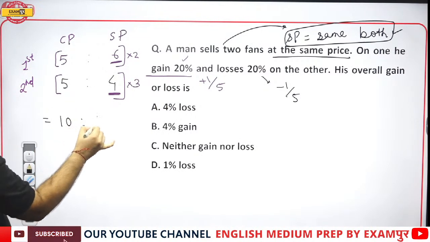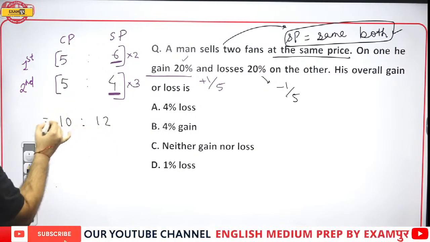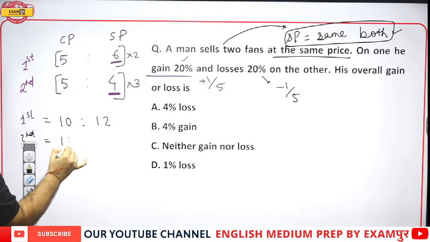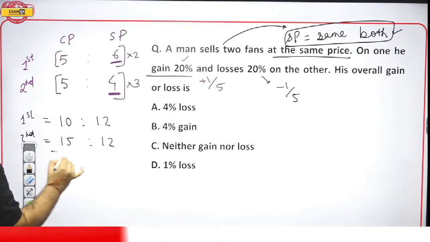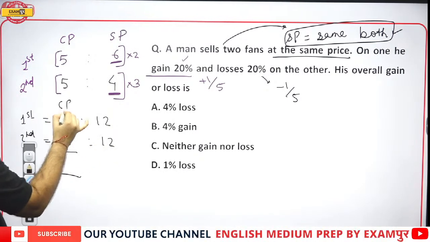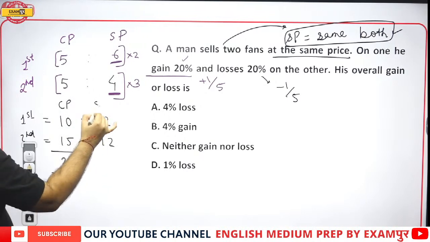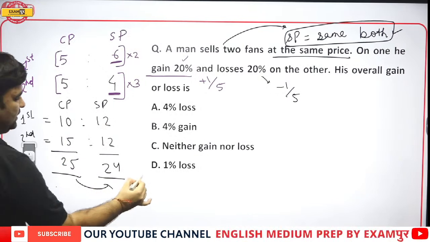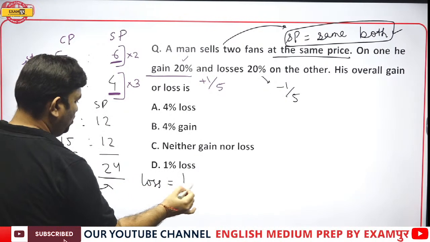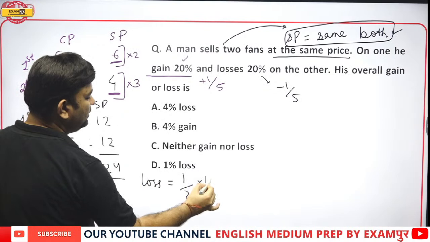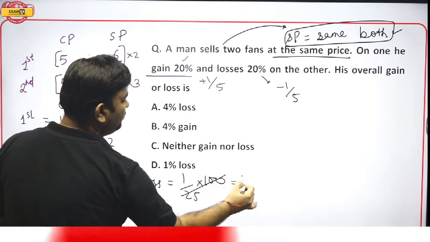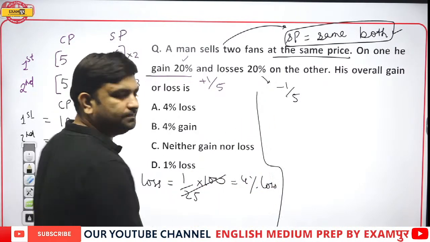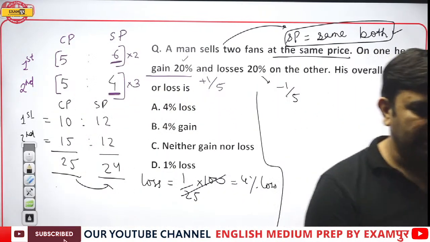So CP 10, SP 12 here for the first. For the second, bacha, CP is 15 and SP is 12. So overall CP 25, overall SP 24. So there is a loss of 1 over 25 into 100. That is 4% loss.